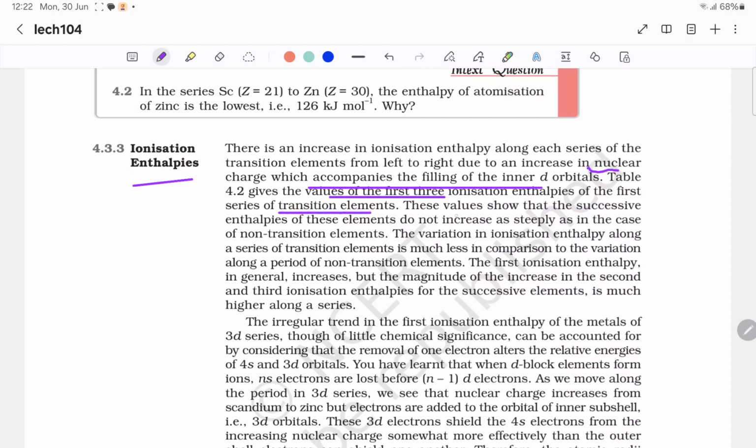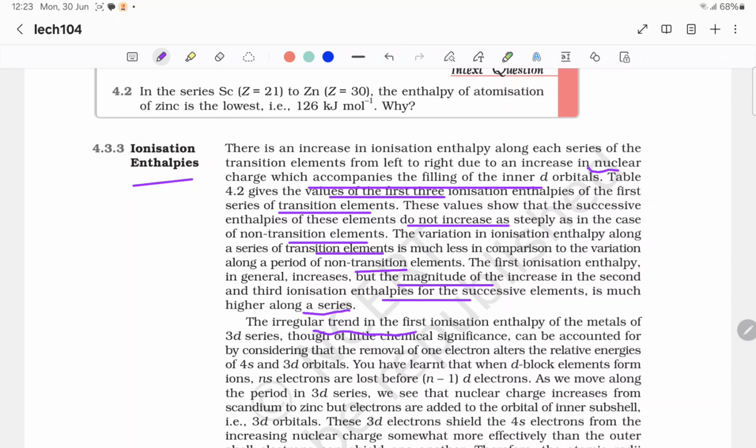So these values show that successive enthalpies of these elements do not increase as steeply as in the case of non-transition elements. The variation in ionization enthalpy along a series of transition elements is much less in comparison to variation along a period of non-transition elements. The first ionization enthalpy in general increases, but the magnitude of the increase in the second and third ionization enthalpies for the successive elements is much higher along a series.